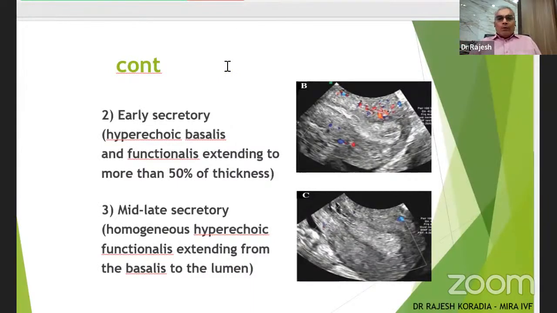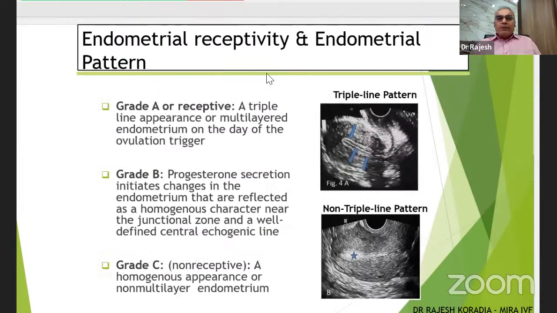Pattern 2, or B, you can say, is the early secretory pattern. When LSR is exposed to early progesterone, or you can say the LSR has already initiated. In this, there is a hyperechoic basalis and functionalis extending to more than 50% of the thickness. And third is the mid or late secretory pattern, type 3, where there is a homogeneous hyperechoic functionalis extending from the basalis to the lumen.